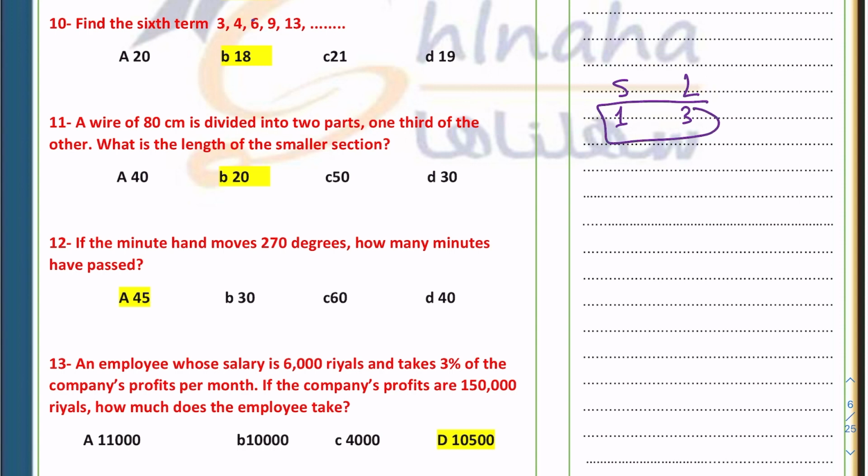It's 4. So I will divide 80 by 4, which is 20. I will multiply 20 times 1, which is 20. 20 times 3 is 60. I need the small part. It will be 20. Okay.